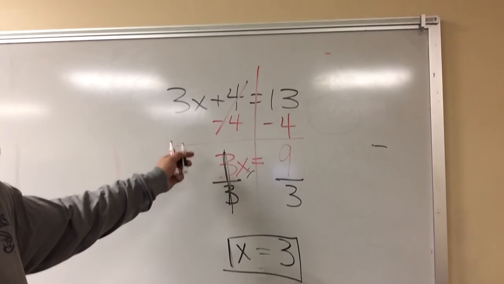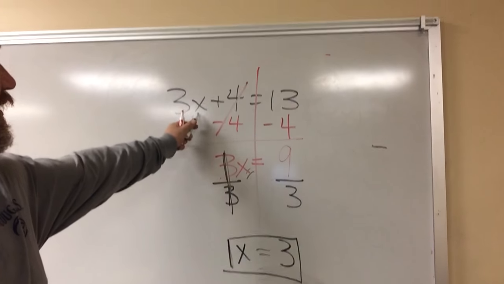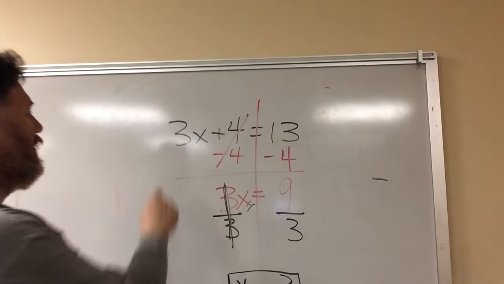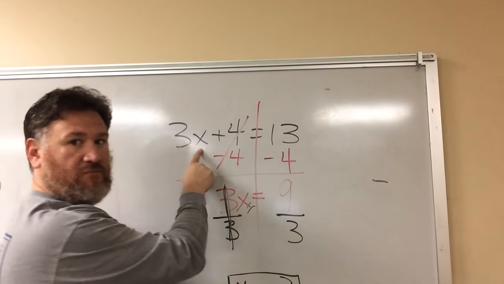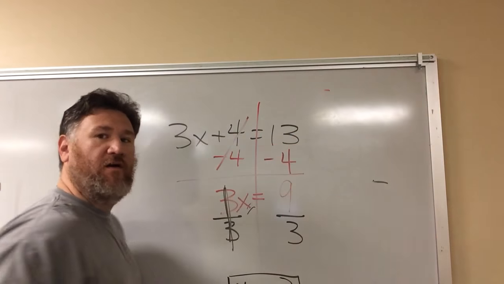We can go back and check it. I can put the 3 in here for x. 3 times 3 is 9. 9 plus 4 is 13. It all works out.